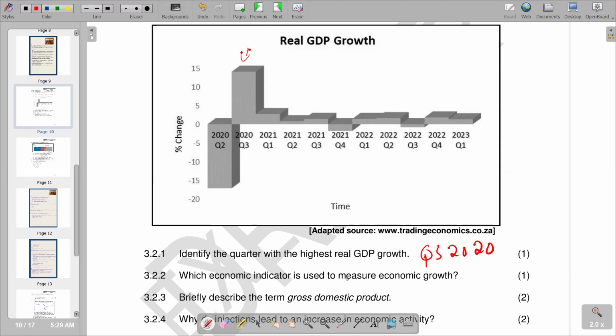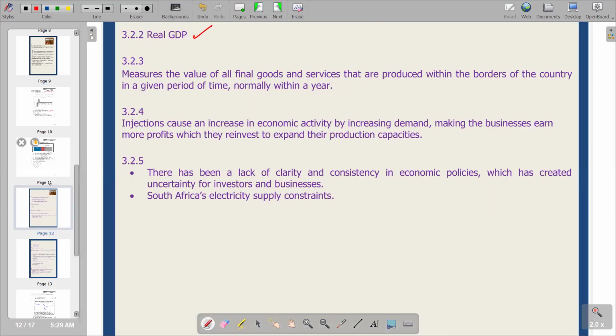And 3.2.2 reads, which economic indicator is used to measure economic growth? When you're talking about an economic indicator, this is a piece of economic data, usually of macroeconomic scale. When you have something representing economic data of a macroeconomic scale, we call it an economic indicator. The question is, which economic indicator is used to measure economic growth? Obviously, the economic indicator that we are using is real GDP. So real GDP becomes the economic indicator. Going to our answer section, you see that we have real GDP as our indicator.